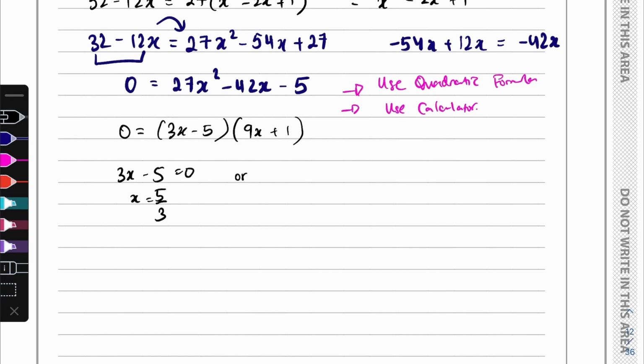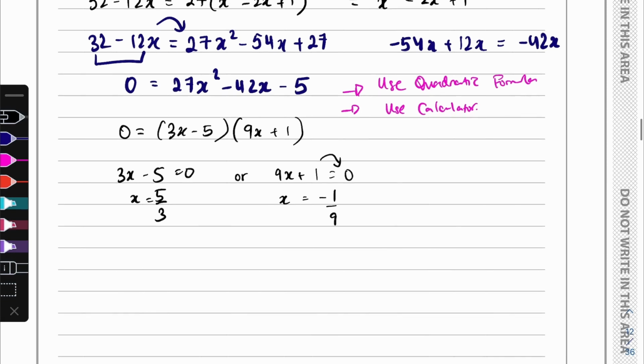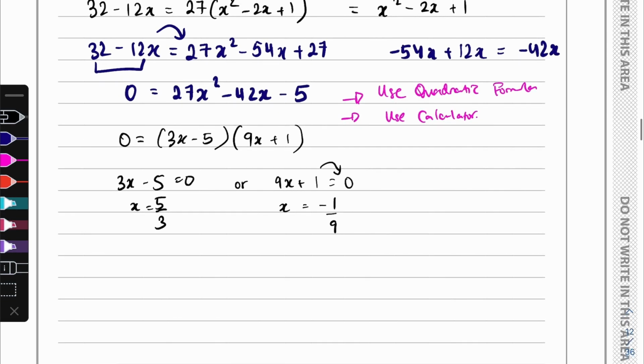Or 9x plus 1 equals 0, so x equals negative 1 over 9, because we took the 1 to the other side and divided by 9. So now, let's see if these values are both correct.